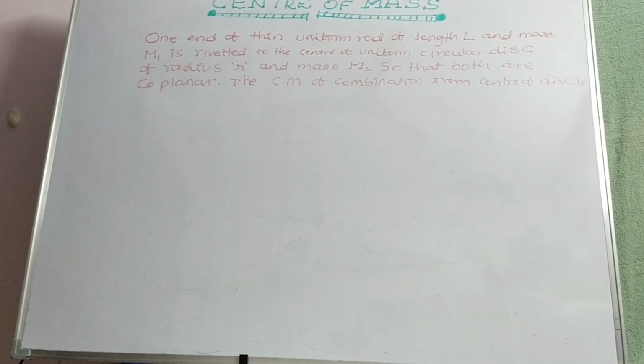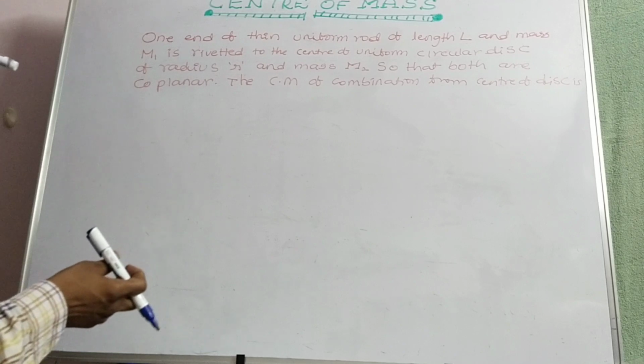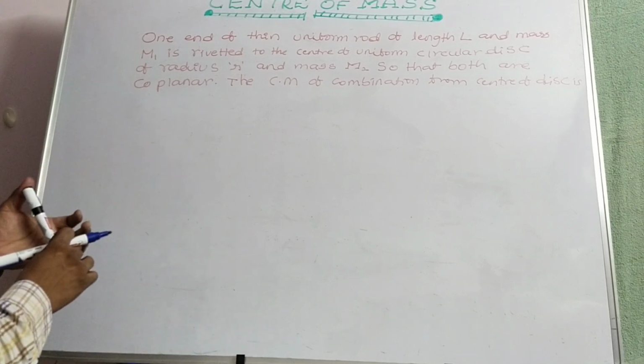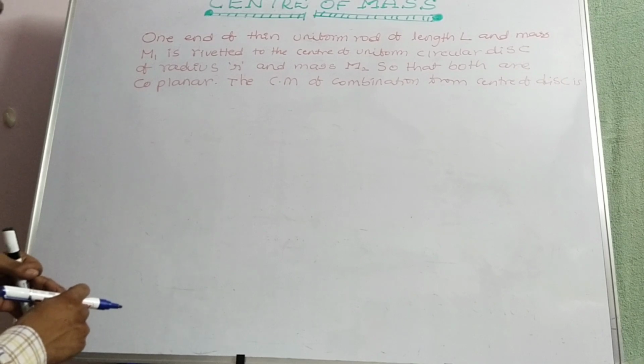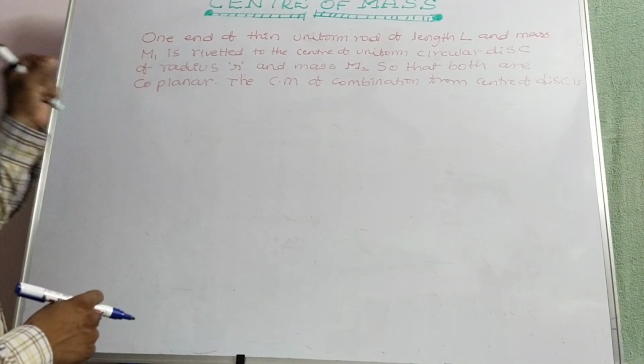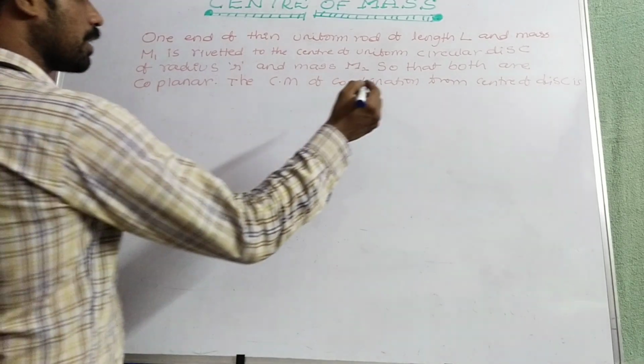So now here we have another question, which is a good application. 1.5: a thin uniform rod of length capital L and mass m1 is riveted to the center of a uniform circular disc of radius small r and mass m2, so that both are coplanar. The center of mass of the combination from the center of the disc is?